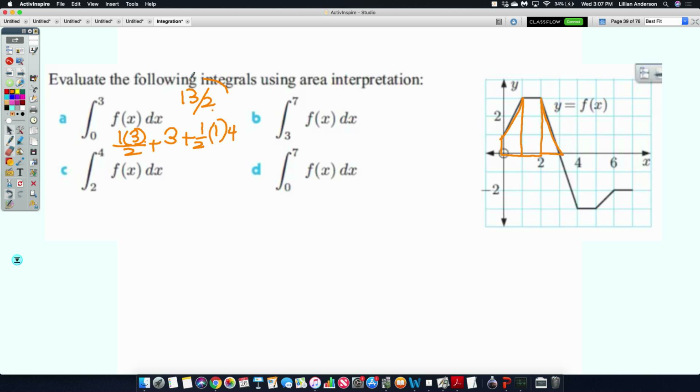Okay, stay with me. 3 to 7. This time you're looking for this part. But this time it's underneath your x-axis, which means your area should be what? Negative. Anytime the curve is underneath the axis, the area is negative.